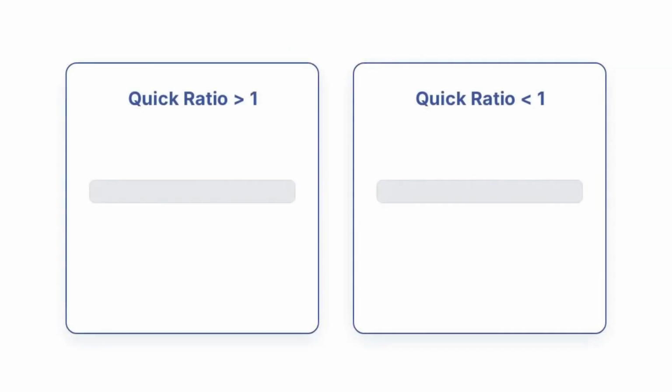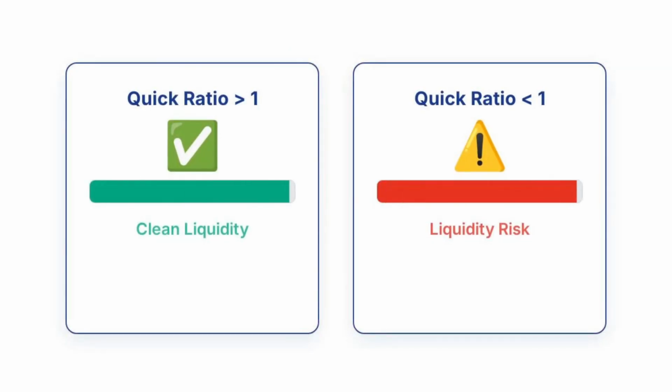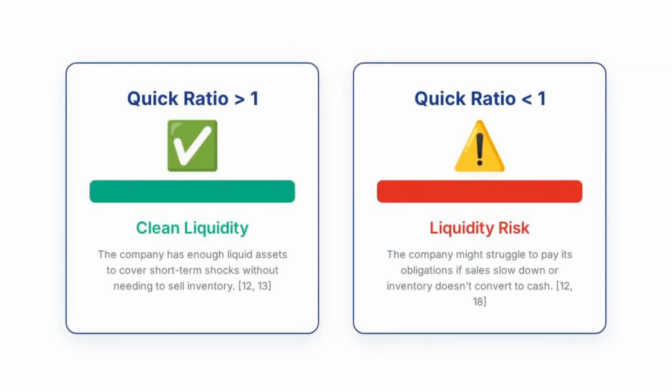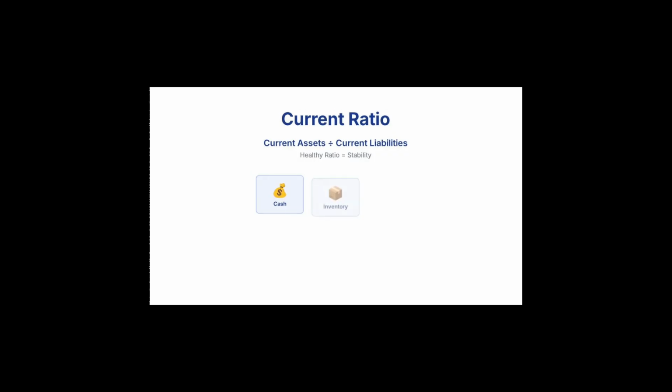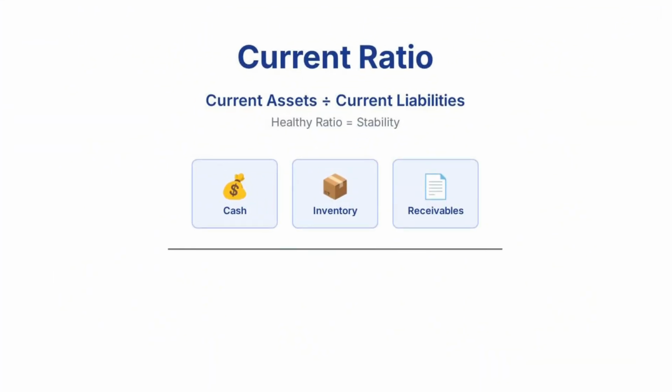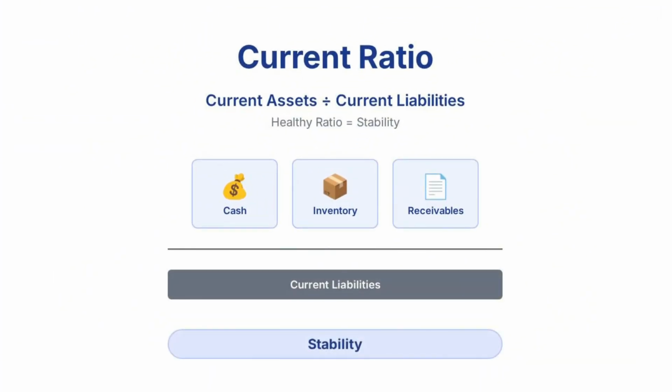A quick ratio above 1 usually means the company has clean liquidity and can manage short-term shocks. A quick ratio below 1 suggests the company might struggle if sales slow down or if inventory takes too long to convert into cash.